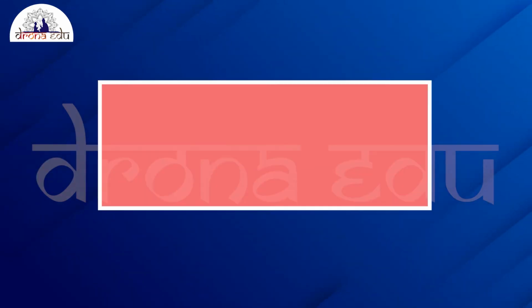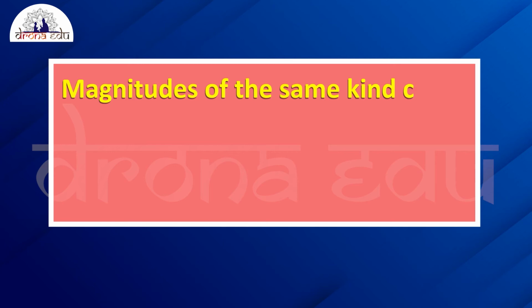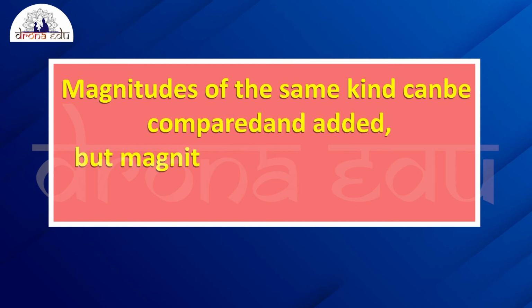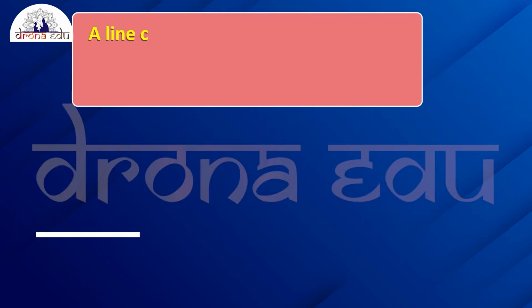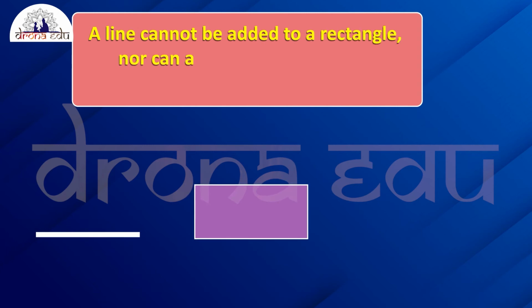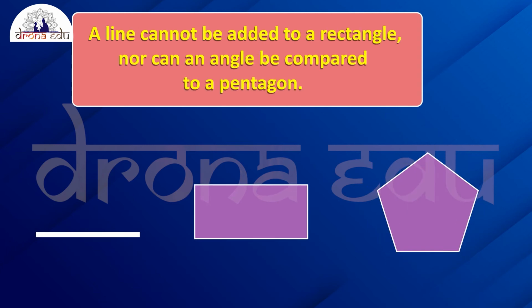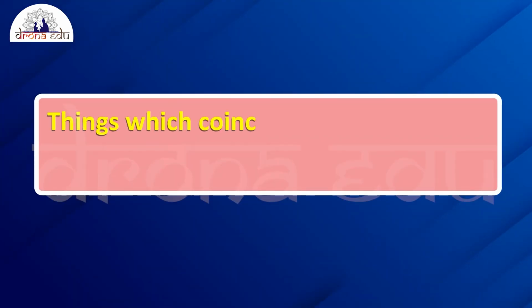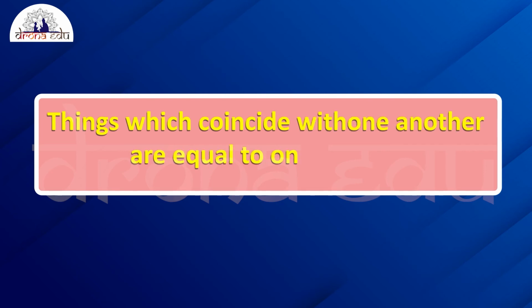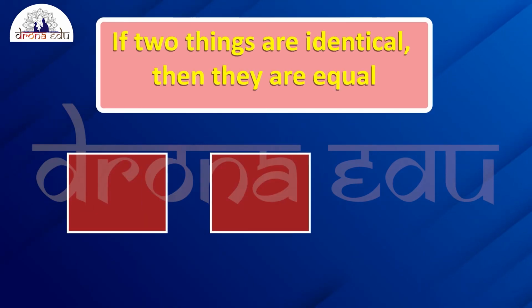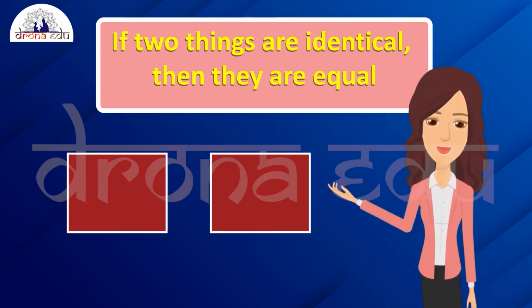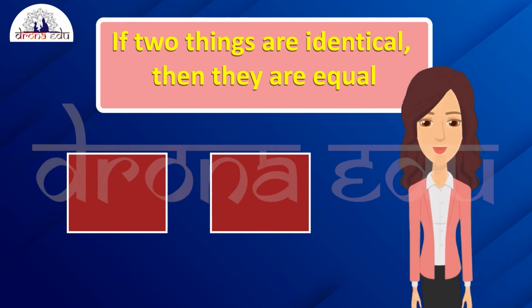That's it, right? The magnitudes of the same kind can be compared and added, but magnitudes of different kinds cannot be compared. For example, a line cannot be added to a rectangle, nor can an angle be compared to a pentagon. And the fourth axiom states that things which coincide with one another are equal to one another, which is nothing but, if two things are identical, then they are equal. In other words, everything equals itself. So it gives the justification for the principle of superposition.